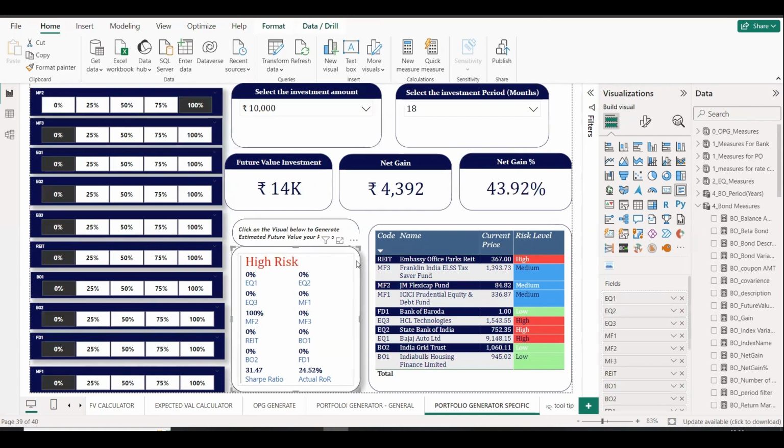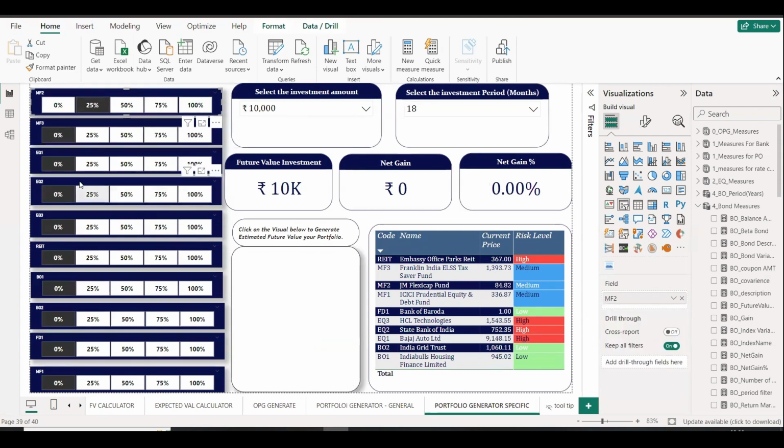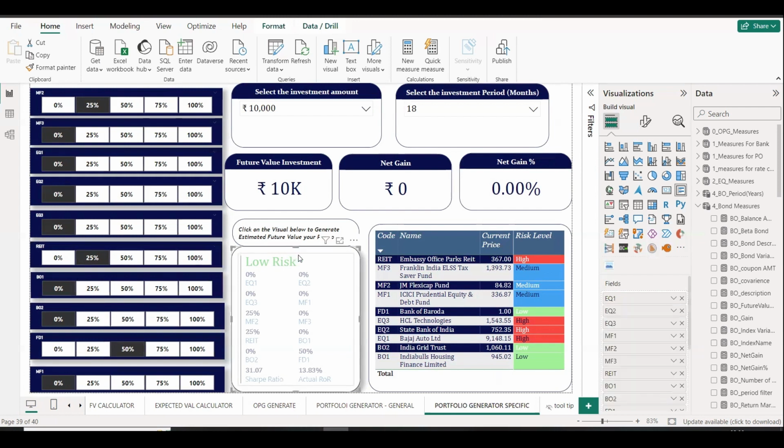this visual here, and you can see that I'll be getting almost 43% return if I'm only investing the whole amount on NFT. Instead, let's just say I want to invest only 25% on NFT, and I'm investing 50% on my FD, and the rest 25% I'm investing on Embassy Office Park REIT. So here you can see another investment option is getting generated. Here you can see I'll be able to get 22% return, almost 12,000 as my future value.